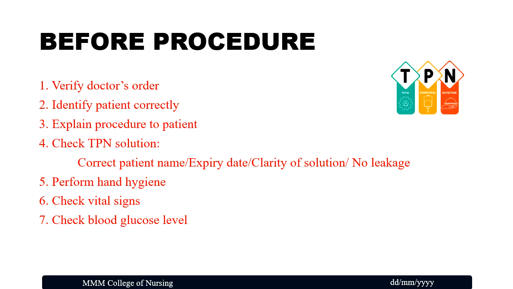Okay, what are we supposed to do before the procedure? As nurses, what is important for us to do before, during and after the procedure? So before the procedure, verify the doctor's order first. Identify the patient correctly. Explain the procedure to the patient. Check the TPN solution, whether the patient's name is correct, the expiry date, and the clarity of the solution, and there must be no leakage in the pack. So perform hand hygiene, then check the vital signs, and check the blood glucose level as well.